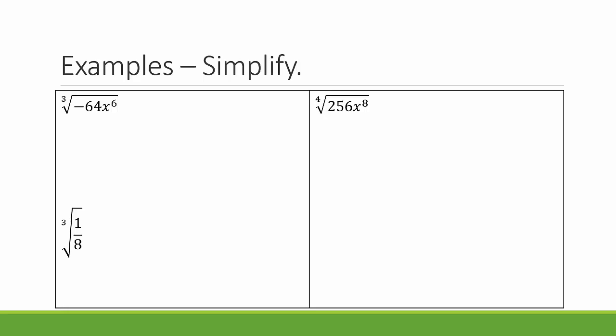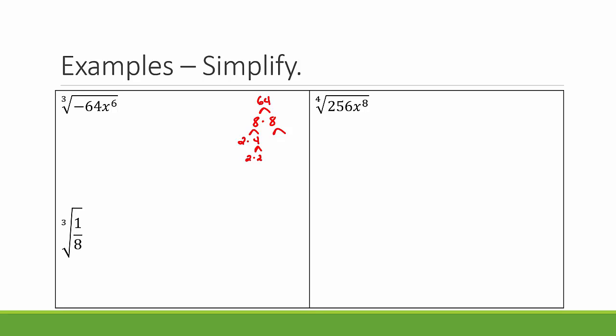Now, if I don't know how to simplify or take the cube root of 64, if I didn't know this was a perfect cube, then again, I can use a factor tree to help me out. 64, the first thing that I think of is 8 times 8 is 64. Break down 8 to 2 times 4. Break down this 4 to 2 times 2.